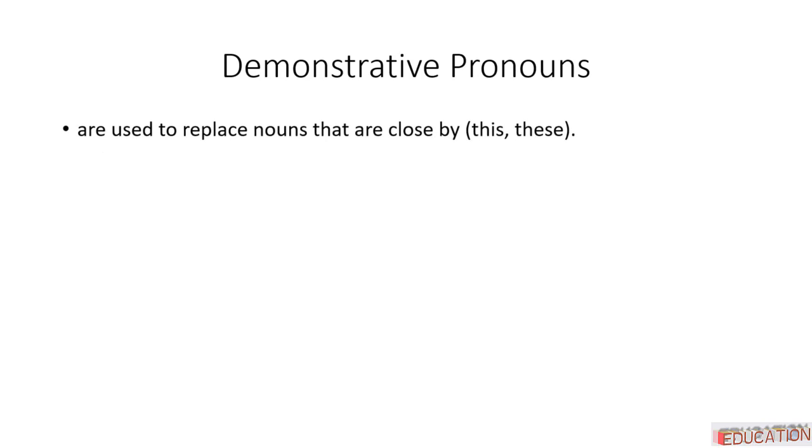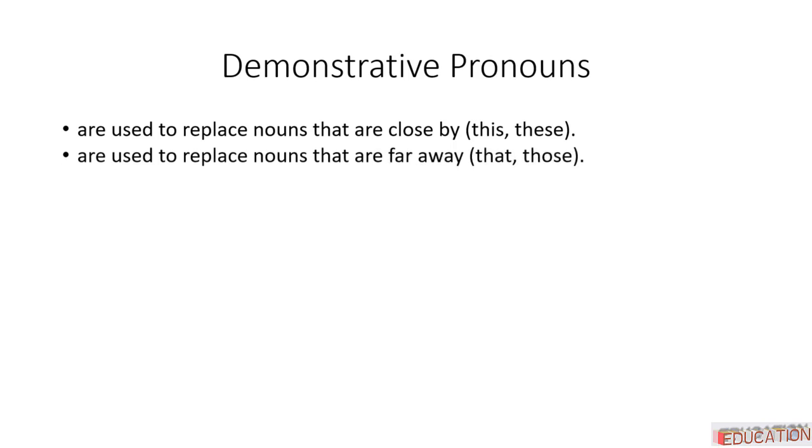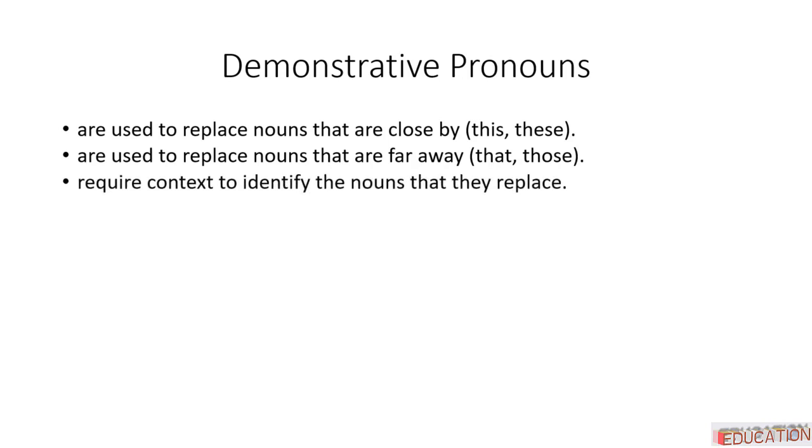Demonstrative pronouns are used to replace nouns that are close by, so this or these, or they're used to replace nouns that are far away, that and those. They usually require context to identify the nouns that they're replacing. So here are some examples. I made this cake myself. So the cake maybe is in my hand or just in front of me, and I can say this cake, the one near me.